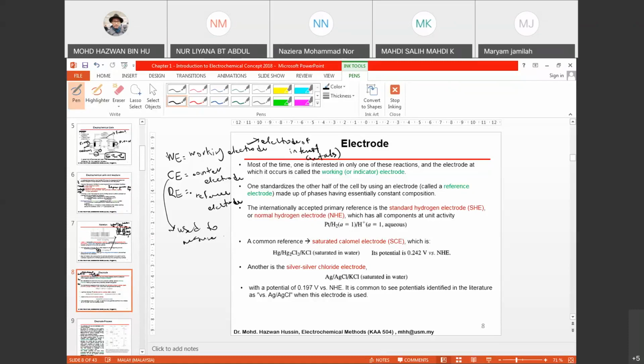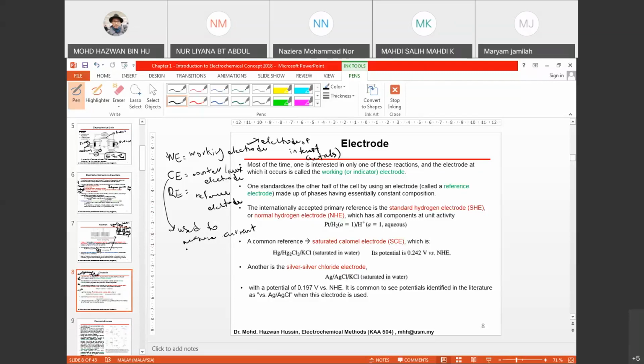Okay. Satu lagi lah. Counter electrode is used to measure current. Remember, anything that you want to measure current, it is not from working electrode or reference electrode, but it is actually measured by counter electrodes. Sometimes they call it also as auxiliary electrode. So it is used to measure current.